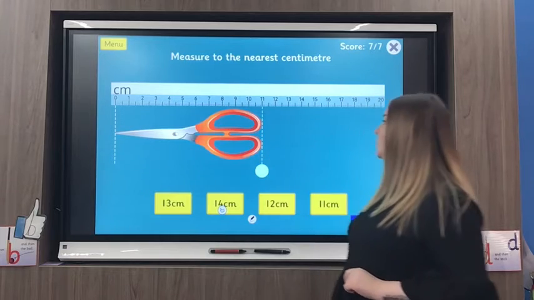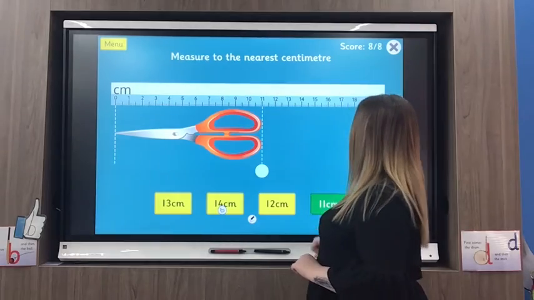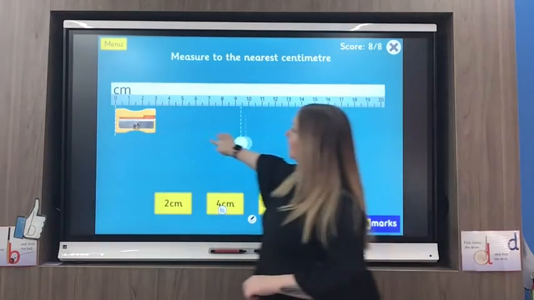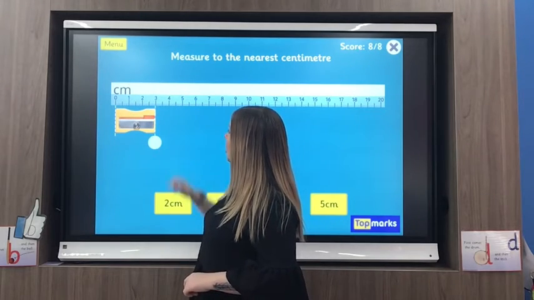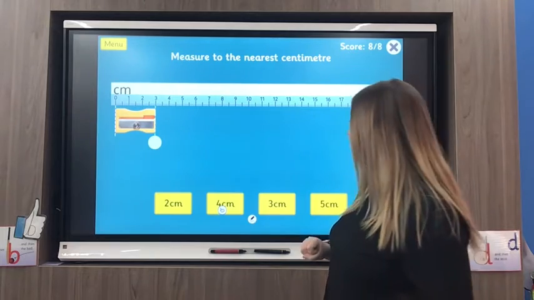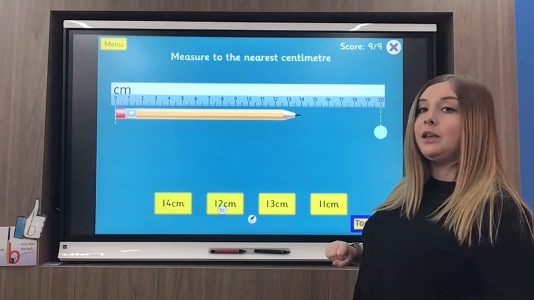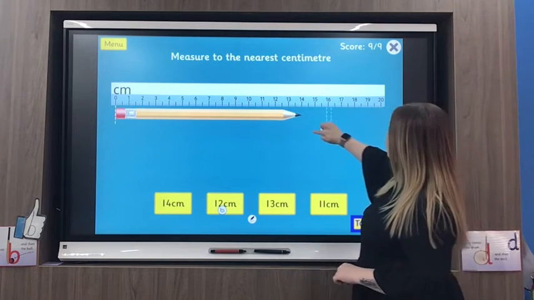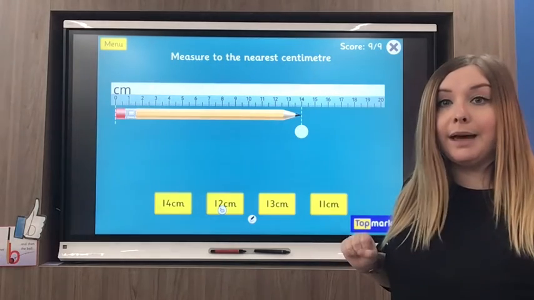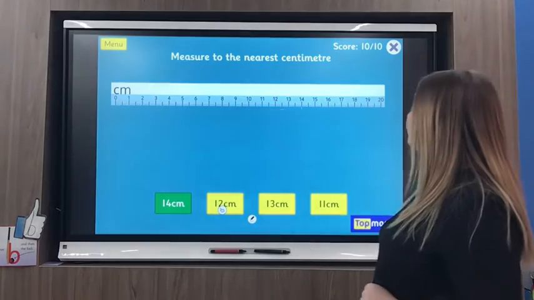Pair of scissors again. What are we up to that time? Fantastic, 11. Excellent. We'll do 2 more. So what's my sharpener? How long is my sharpener? What's its length? 3. Brilliant. And finally then, Year 4, a nice sharp pencil. That ends there. How long is my pencil? 14 centimetres. Well done.